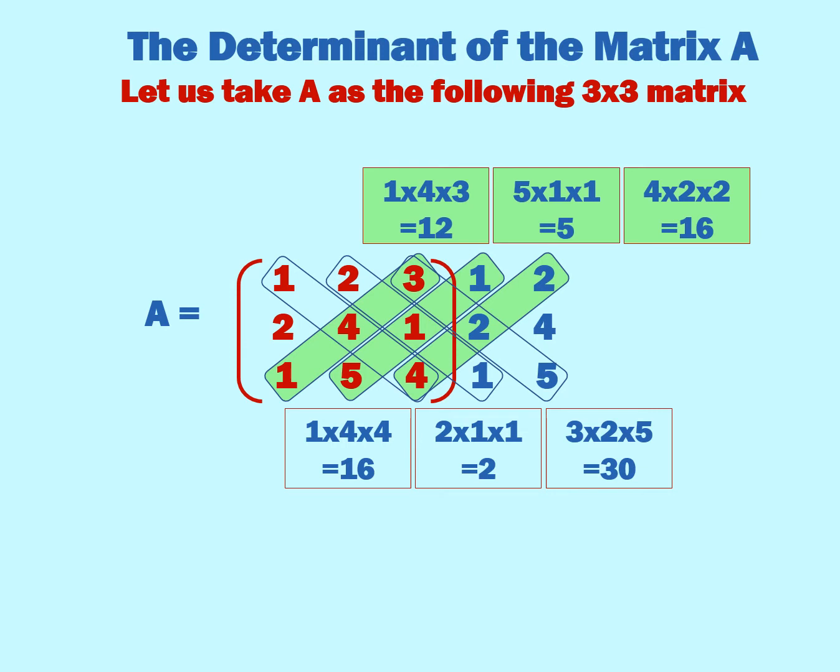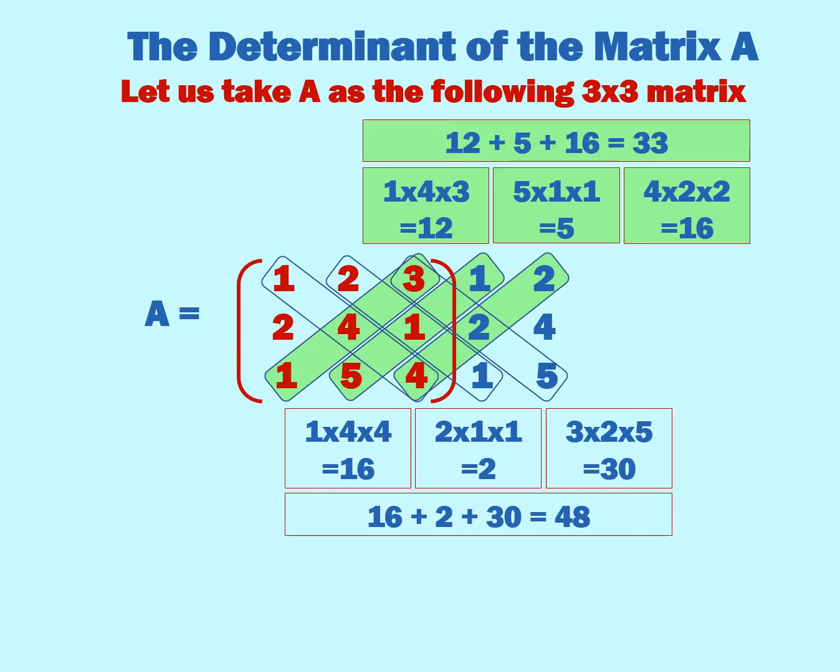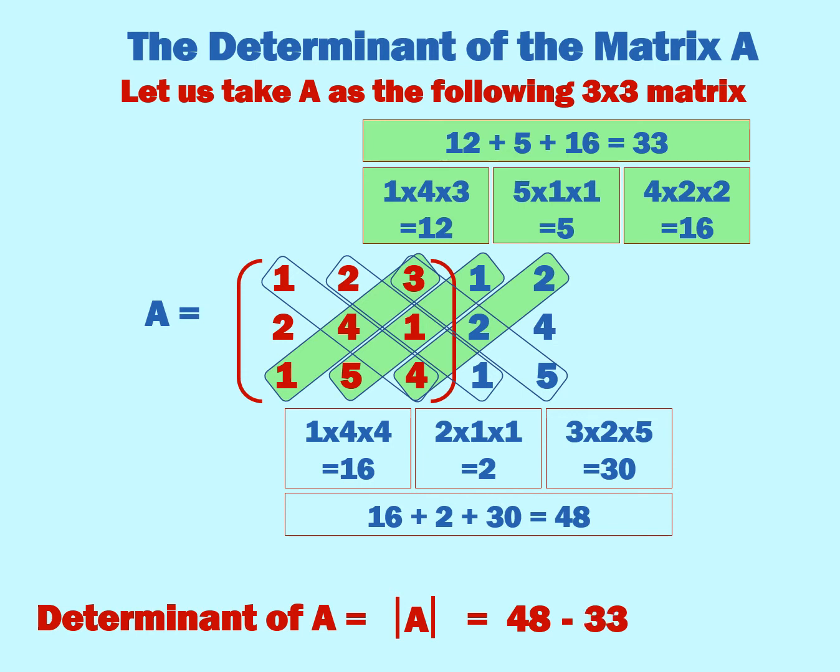Now add the values in each set of diagonals separately. That is 16 plus 2 plus 30 is equal to 48 and 12 plus 5 plus 16 is equal to 33. Now it's time to find the determinant of the matrix. What we do here is we deduct the summation of values at the top from the summation of the values in the bottom. That is 48 minus 33. The answer is 15. This is the determinant value.